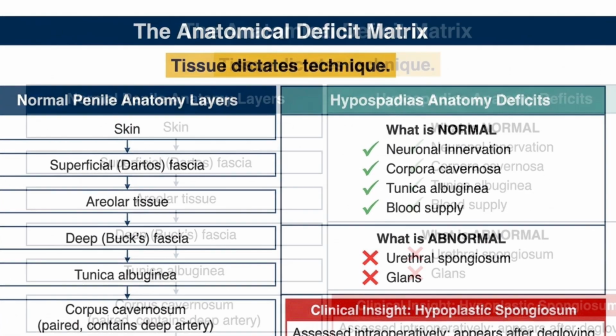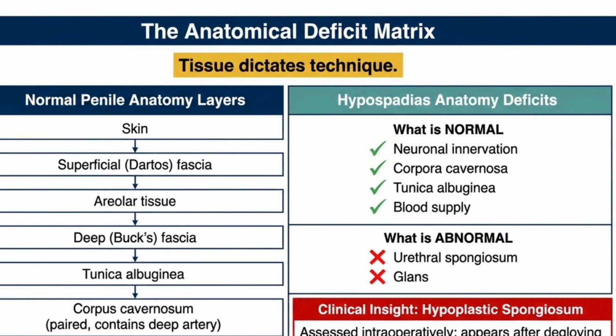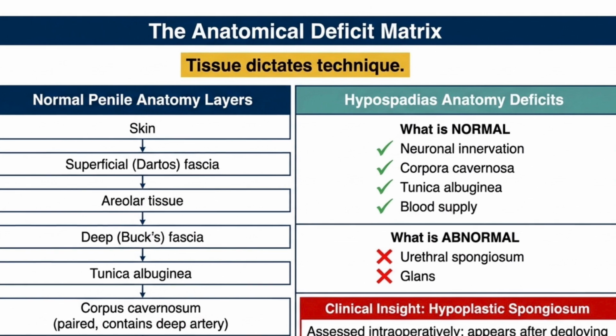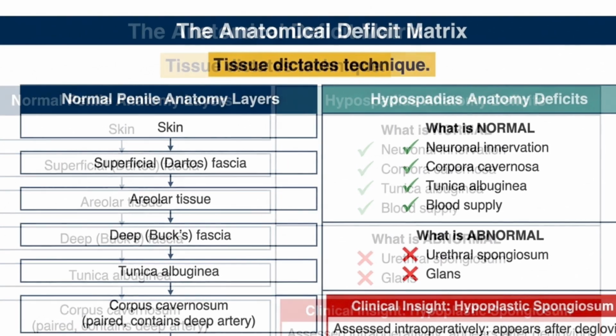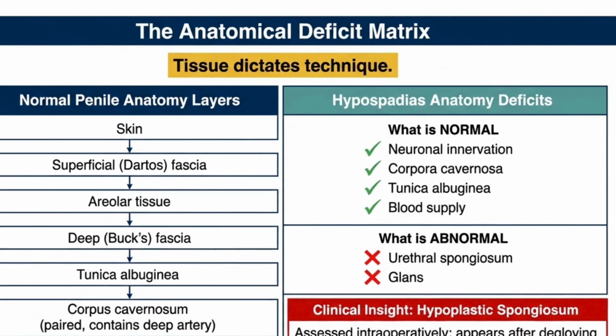The hypoplastic spongiosum is evaluated intraoperatively and it appears as a transparent glistening membrane after degloving and is used to make a proper cover to prevent fistula formation.